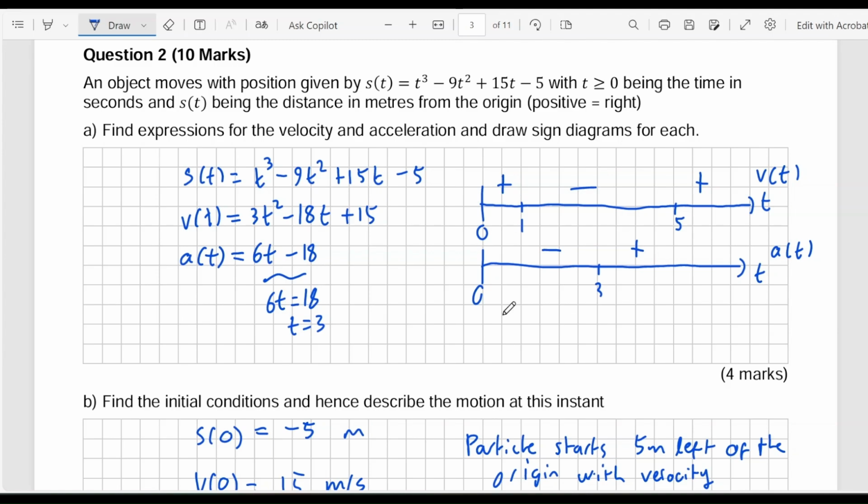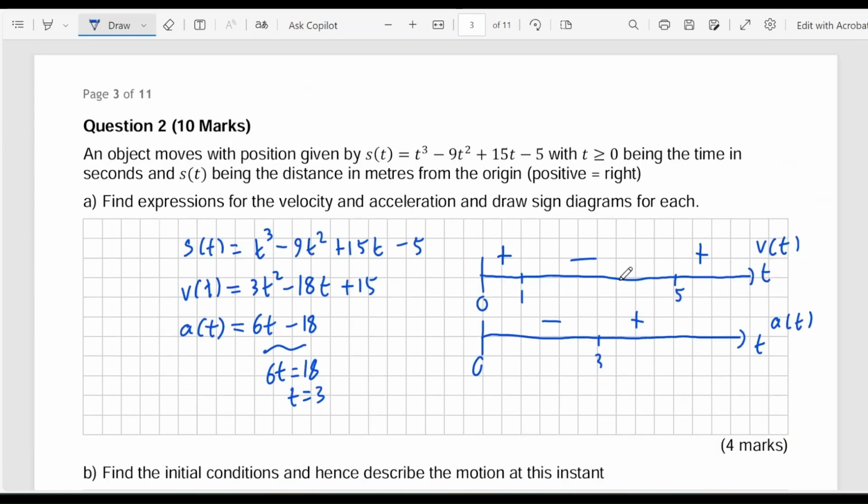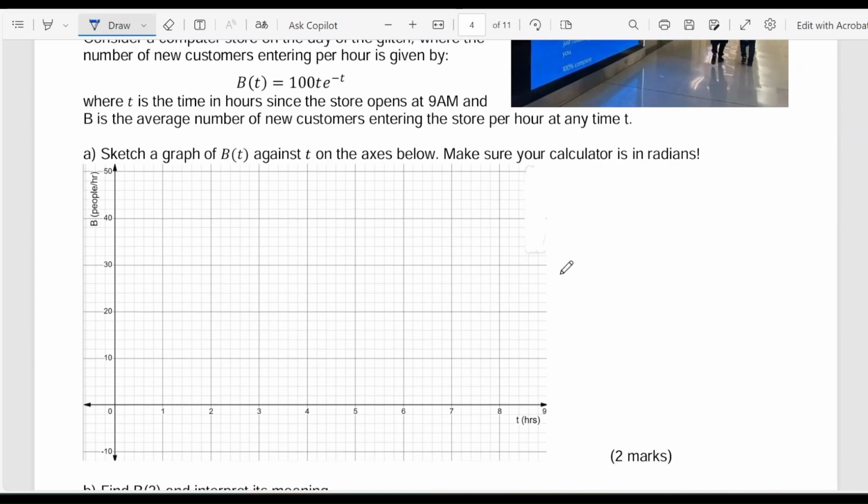Between 0 and 1, we've got plus and minus. So 0 is less than t is less than 1. And we've also got it being minus and plus between 3 and 5. That's where they're different. And 3 is less than t is less than 5. So that's how we answer that question there.